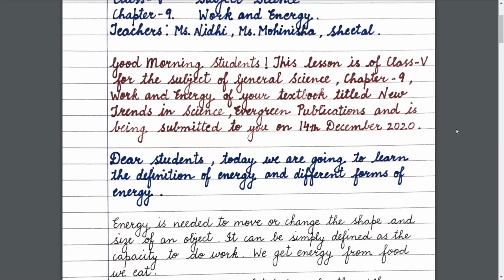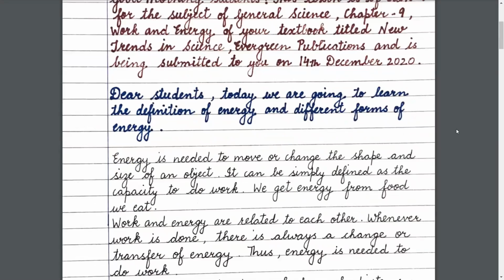Dear students, today we are going to learn the definition of energy and different forms of energy. Energy is needed to move or change the shape and size of an object. It can be simply defined as the capacity to do work. We get energy from food we eat.